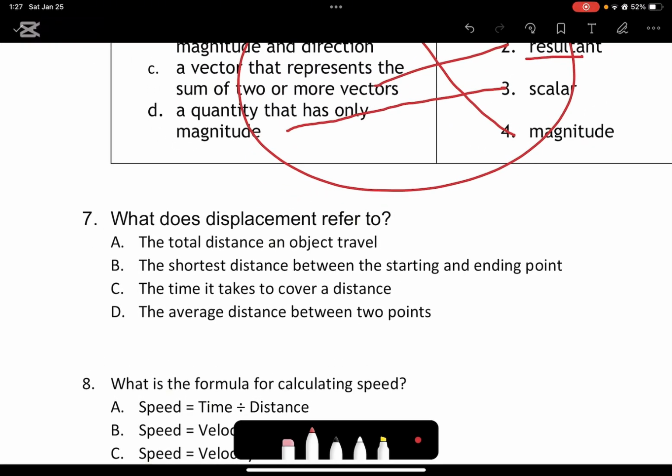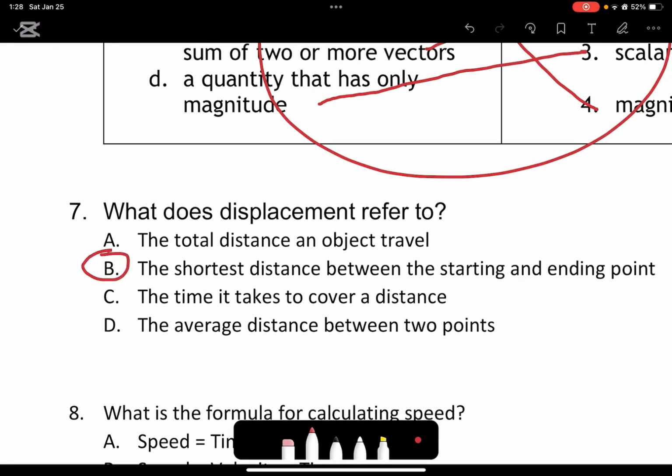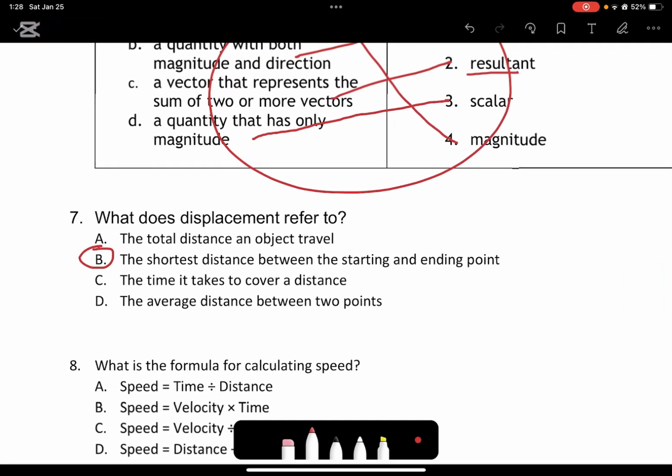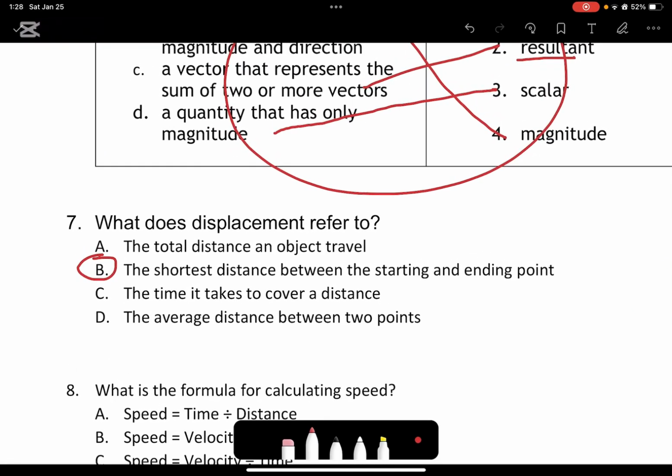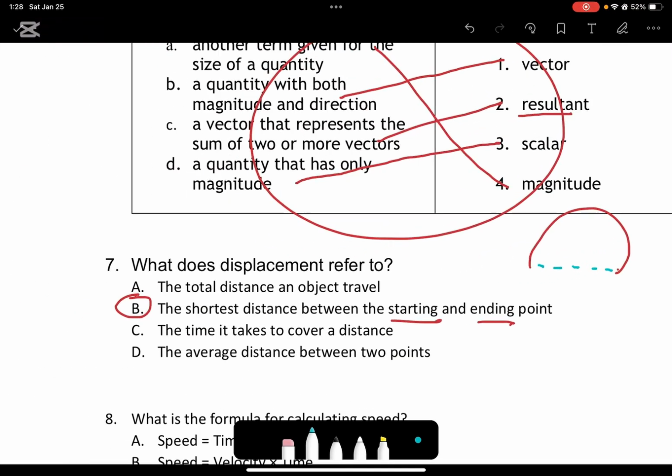What does displacement refer to? As I said in like the second question, I think, displacement refers to the shortest distance between the starting and ending point. I'm sorry that I said like two points. I meant the starting and ending point, like here and here. So this is an example of not displacement. It goes all around this. For displacement, I can change the color like that. That's the shortest distance. That's the displacement.